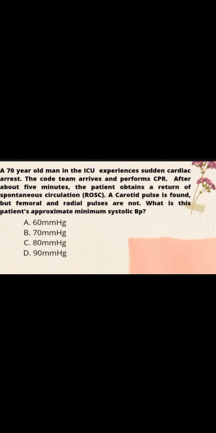Next question. A 70-year-old man in the ICU experiences sudden cardiac arrest. The code team arrives and performs CPR. After about 5 minutes, the patient obtains a return of spontaneous circulation. A carotid pulse is found, but femoral and radial pulses are not. What is the patient's approximate minimum systolic BP? A. 60 mmHg, B. 70 mmHg, C. 80 mmHg, or D. 90 mmHg.